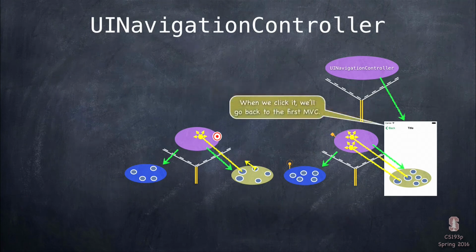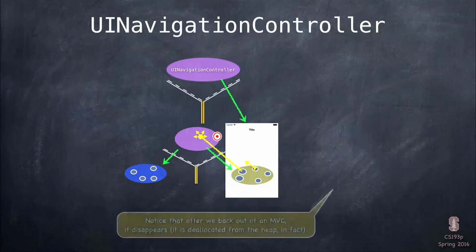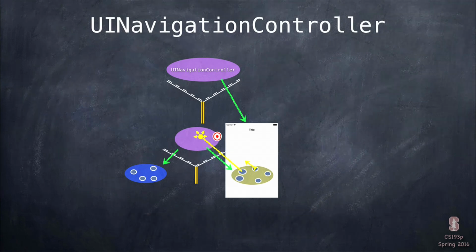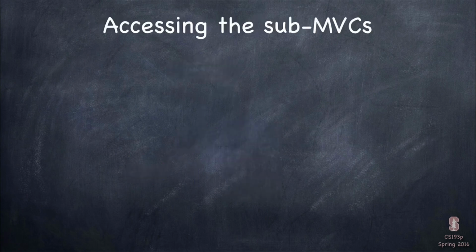If we press that back button, then it's going to go back here, and look what happened to this MVC. Gone. Completely eliminated. If I press this button again to go back, it would create a new one, a brand new instance of this MVC. Okay, make sense? So that's how the navigation controller is working from an MVC standpoint.